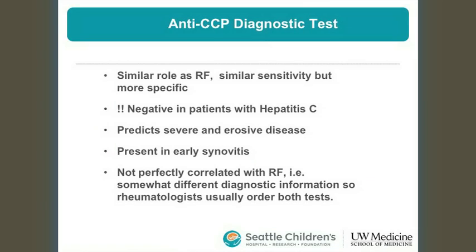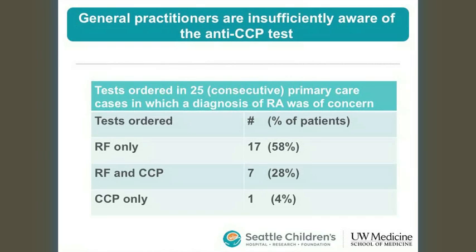It's fairly interesting. Anti-CCP, cyclic citrullinated peptide, has been around now for quite a long time. But this is what primary care practitioners do when faced with a case of potential rheumatoid arthritis. I just pulled this out of the computer relatively quickly: 25 cases where a primary care physician was entertaining a diagnosis of rheumatoid arthritis initially.